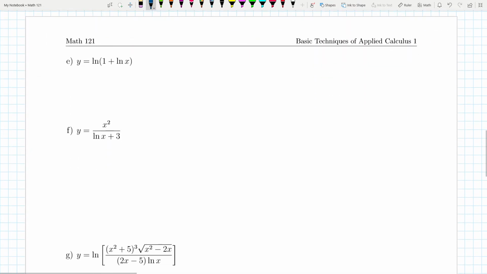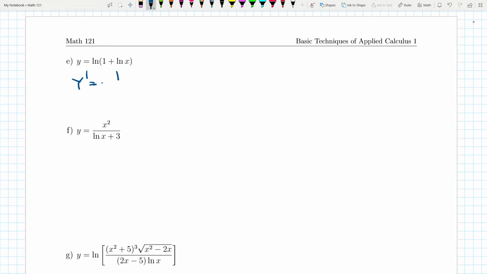For the next example, y equals ln of (1 plus ln x). So that's going to be a composite function. That means we will use the chain rule. So in this case, take the derivative, y prime equals, okay, notice that we have ln functions, but in this case we have an outermost ln and then an innermost ln. So in this case, we're going to use not the general power rule, but the chain rule.